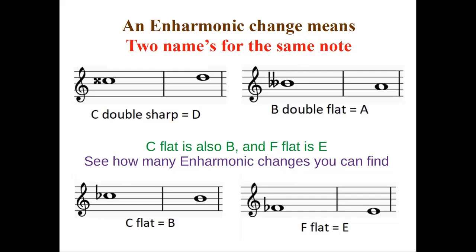F flat would be the same note as E, because between E and F there's no black note. So if you went to F and took it down a semitone by making it flat, it would go down to E. So F flat is the same note as E. I want you to see how many enharmonic changes you can find, how many notes you can find that are different names for the same notes, or two names for the same notes.